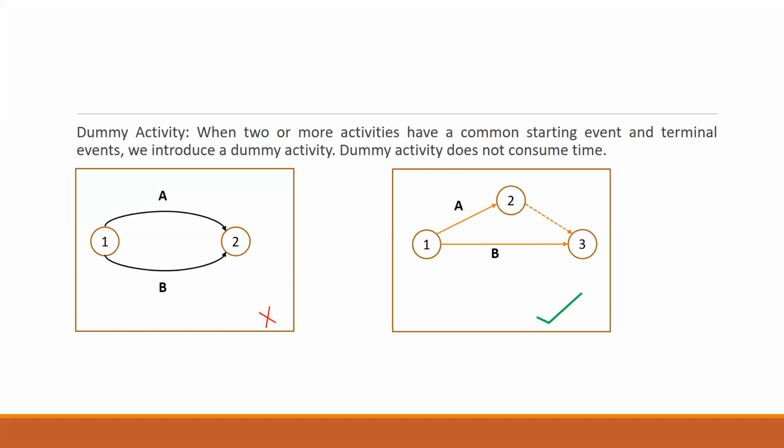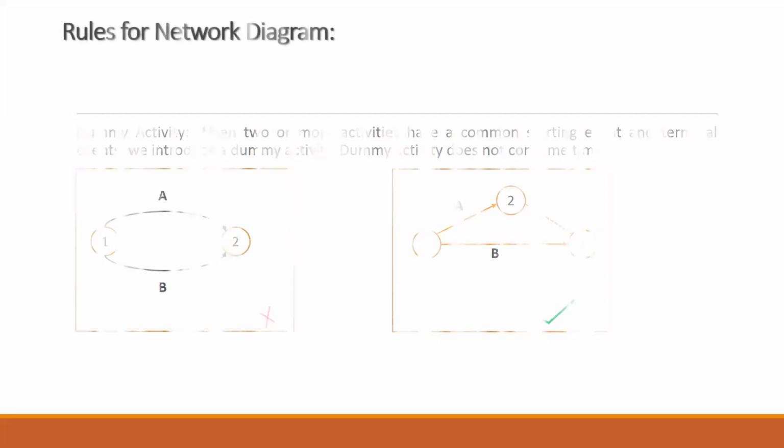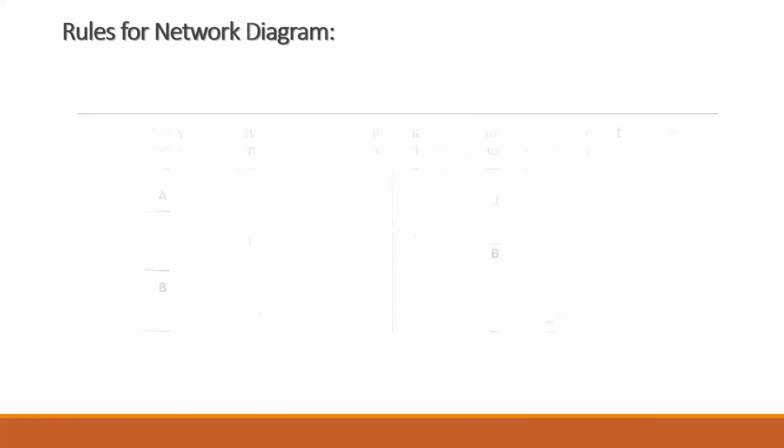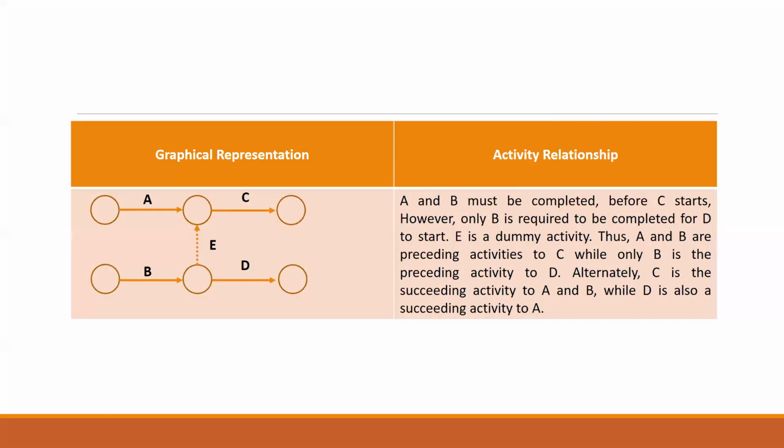There can be other situations also, where you can see in the previous case which I showed you, this one, where one of the activities depended on both of them, whereas the other one depended only on the previous activity B to get completed. So in such a situation also, you require a dummy activity to be introduced.